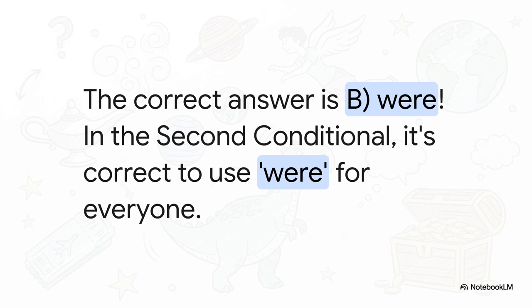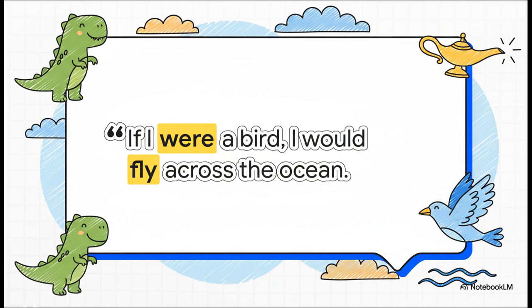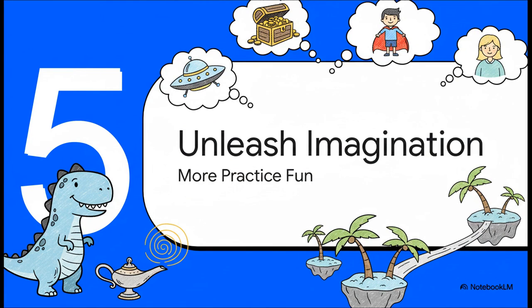Now this is a cool little quirk of the second conditional. Even though we normally say I was, when we're talking about these big imaginary situations, it's actually correct to use were for everyone. I, he, she, you, all of them. So here's the full, beautiful sentence. Let's say it together one more time to really get it stuck in our heads. If I were a bird, I would fly across the ocean. Fantastic. All right, quiz time is officially over.